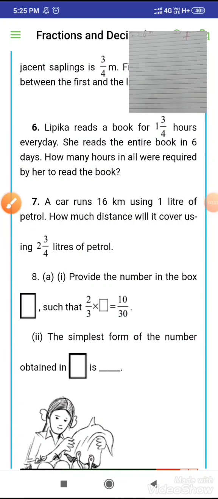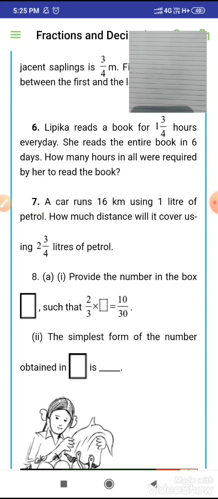Next question is question number 6, and question number 6 is: Lipika reads a book for 1 whole 3 upon 4 hours every day. She reads the entire book in 6 days. How many hours in all were required by her to read this book?